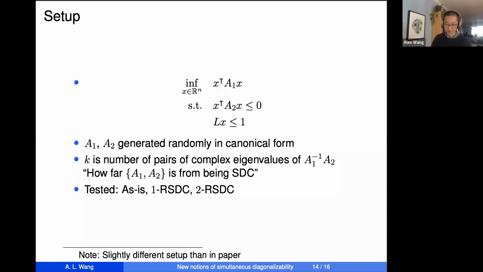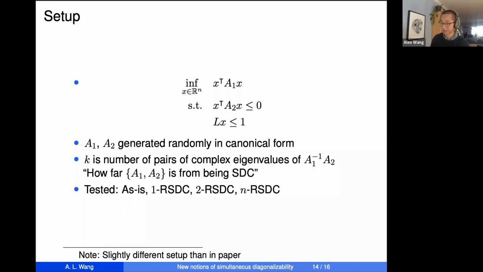One thing I haven't mentioned so far, but which is relatively straightforward, is that if an instance is d-RSDC, then it is also d-prime RSDC for any d-prime larger than d. So if it's one RSDC, then it's also two RSDC. But this 2RSDC algorithm is going to use a different construction. We came up with a different construction that shows that any pair of matrices, up to this minor assumption, is 2RSDC.